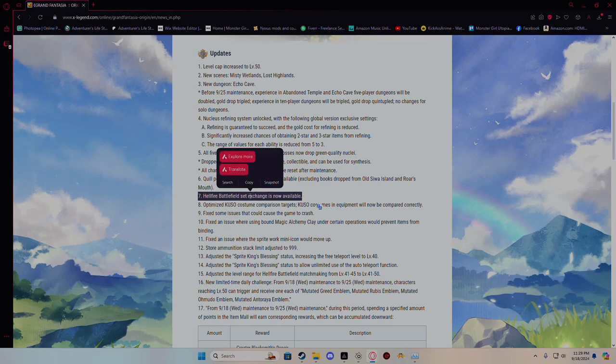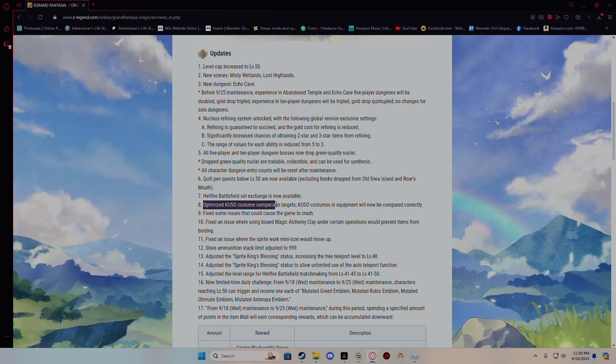Hellfire Battlefield exchange is now available. Exchange. Is this PvP gear? Is that what they're saying? PvP gear is actually really good for PvE. That's what a lot of people do, they grind the PvP just for the PvP gear to use in PvE, because some of them actually have really good stats and set bonus. Some of them, not all of them. It really depends on the class.